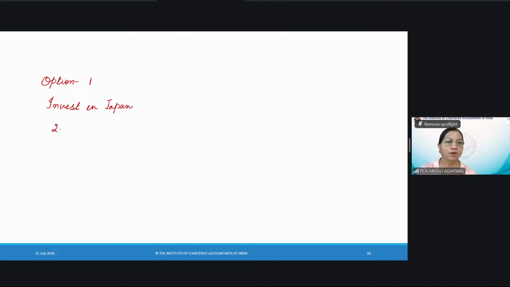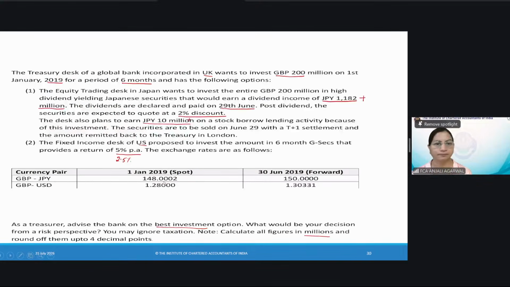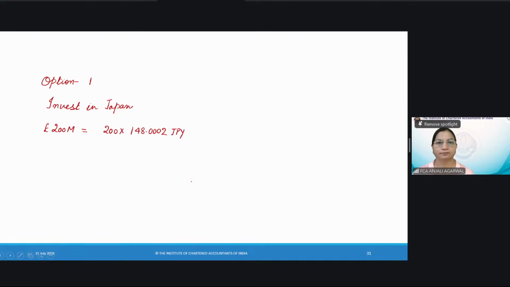So convert the 200 million pounds, equal to 200 multiplied by 148.0002. So we had 200 million and 148 into 0.0002. So this is going to be your investment in Japanese yen.